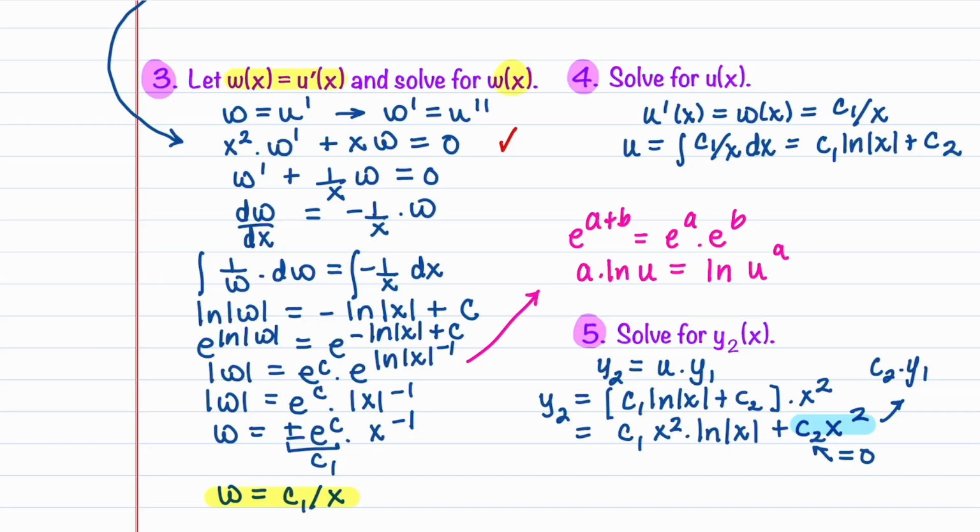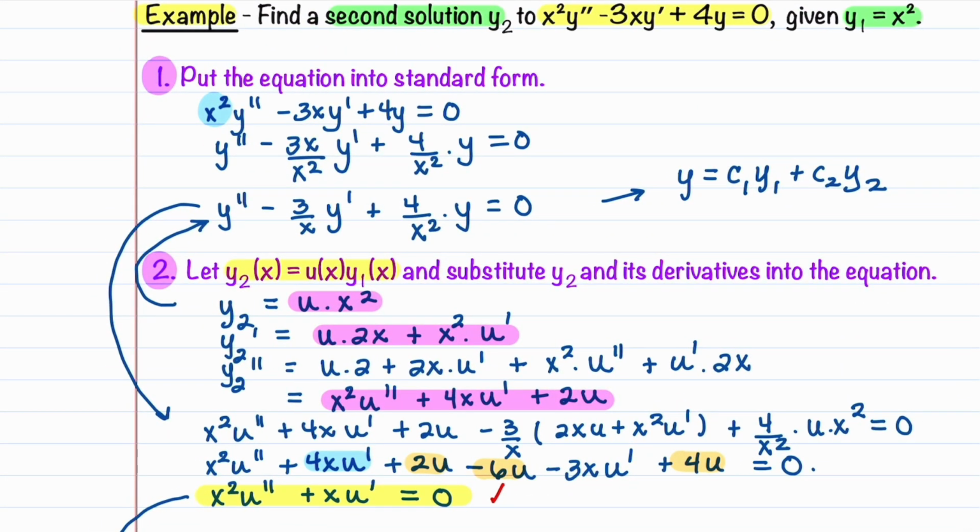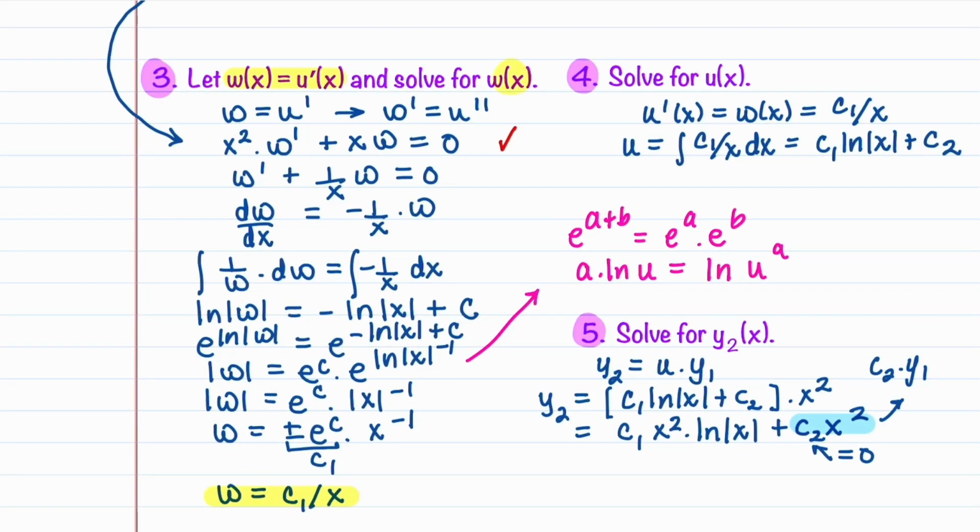And then let's go back up to the top here. I want to show you something. Up here on the right is our solution for y. Notice that our solution y is C1 y1 plus C2 times y2. Let's go back down to the bottom and let's think about this constant right there. We don't need our solution y to be C2 times C1 times x squared natural log x. So we're going to choose that C1 is equal to 1. This gives the solution y2 is equal to x squared natural log absolute x. And there's our second solution.